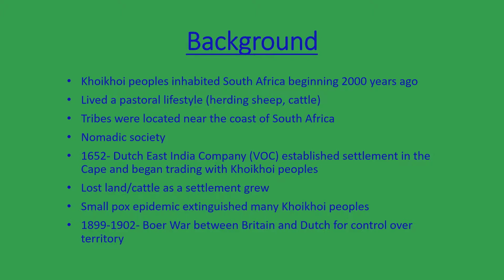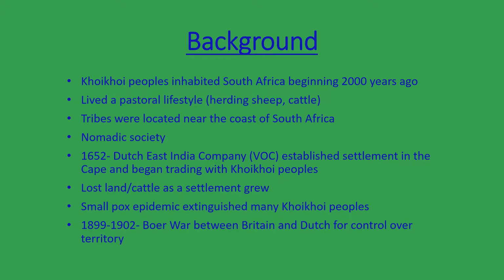In 1652, the Dutch East India Company established a settlement in the Cape and began trading with Khoikhoi peoples. Some of the things that they traded were sheep, cattle, ivory, ostrich feathers, shells, beads, metal objects, tobacco, and alcohol with the Dutch. They did not trade guns with the Khoikhoi people because they were afraid they would use them on them. So the result of this settlement was the Khoikhoi people lost land and cattle as the settlement grew.